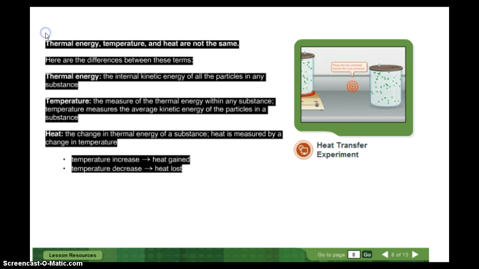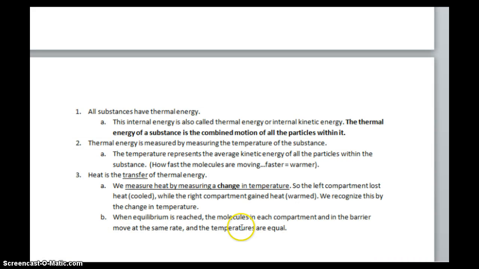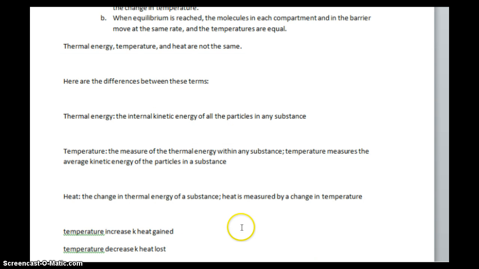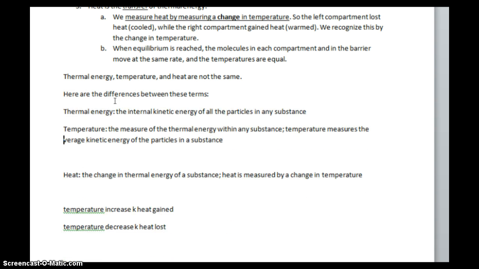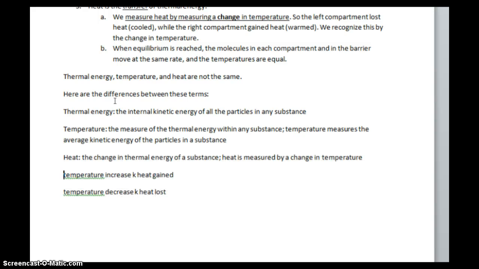So I'm going to copy paste that entire slide because, like I said, people tend to really get these definitions mixed up. And the reason, of course, being that we use temperature and heat in everyday life. And so when we use words in everyday life and they have a different meaning in science, we really got to make an effort to make sure that we know that.